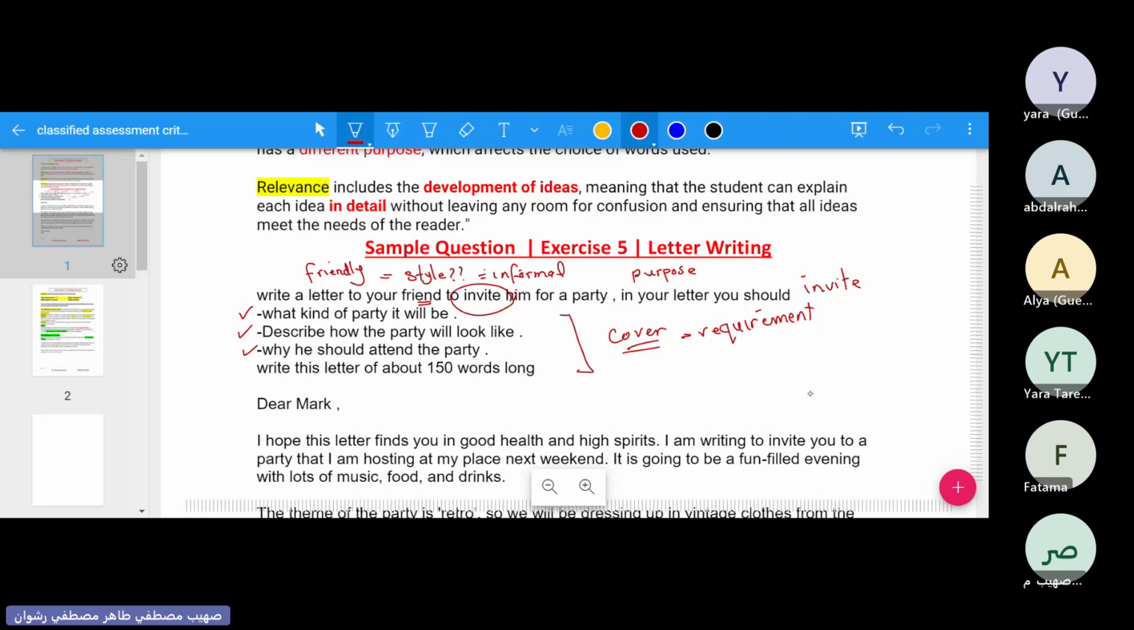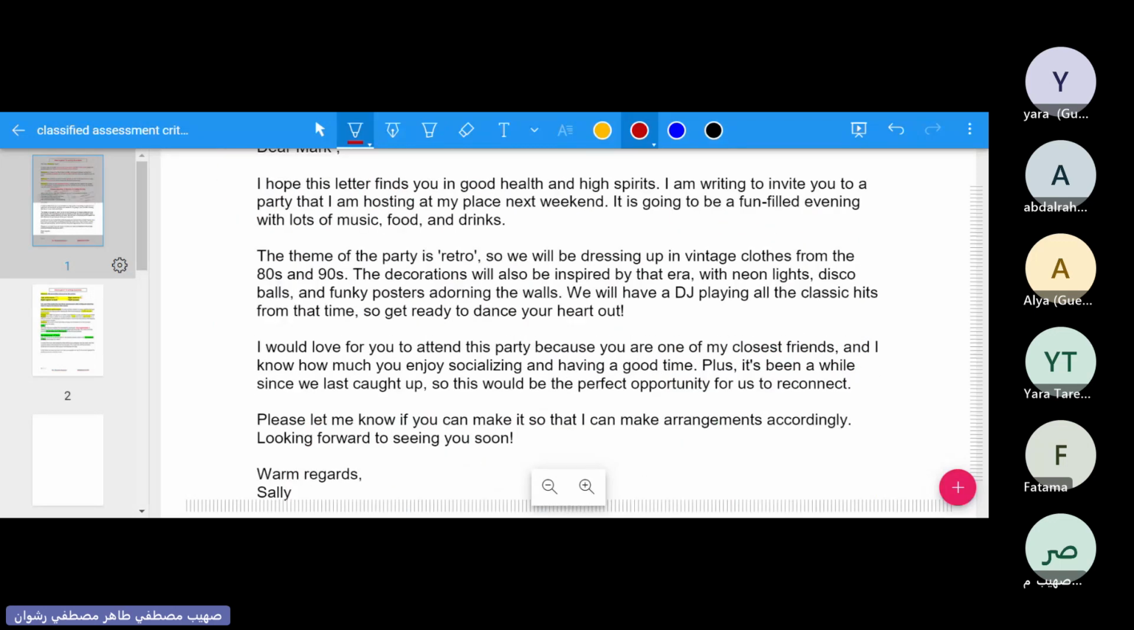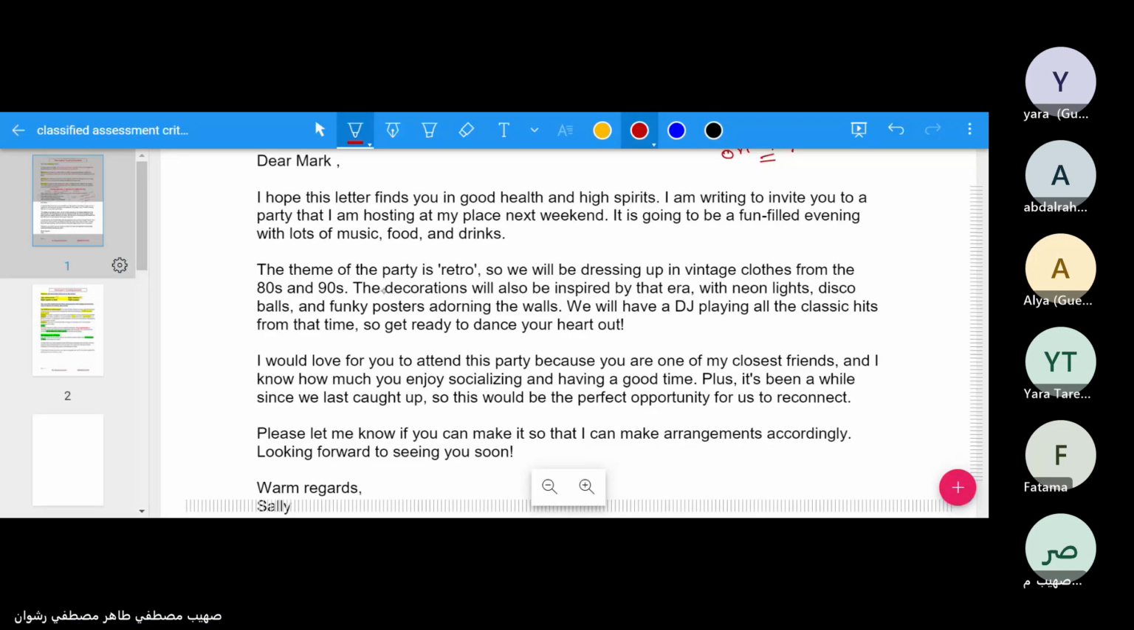So to achieve task achievement, to achieve this task successfully, to be on topic, you should do what? You should cover the 3 points. Okay? Let's see the requirements. Are they covered in this letter or no? I'll display the letter on the screen for 2 minutes. Read the letter silently to comment on it.